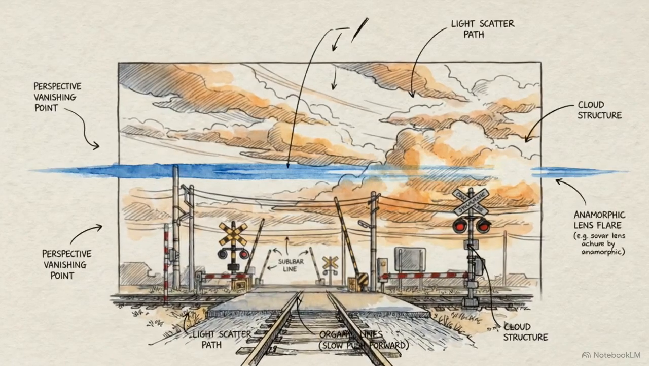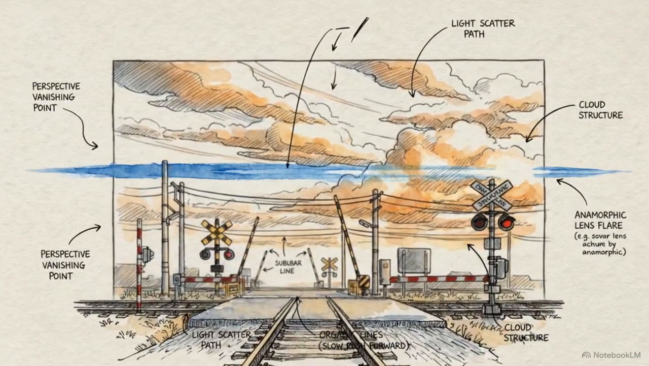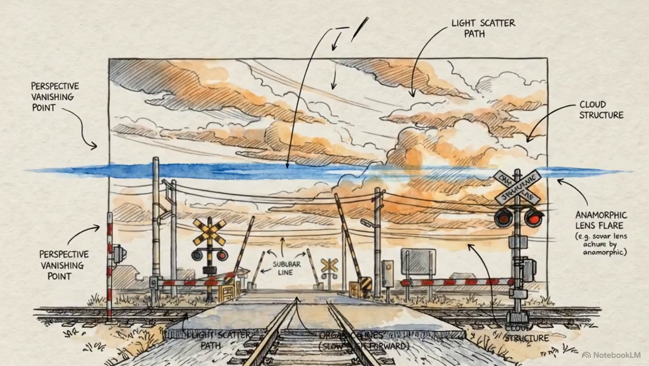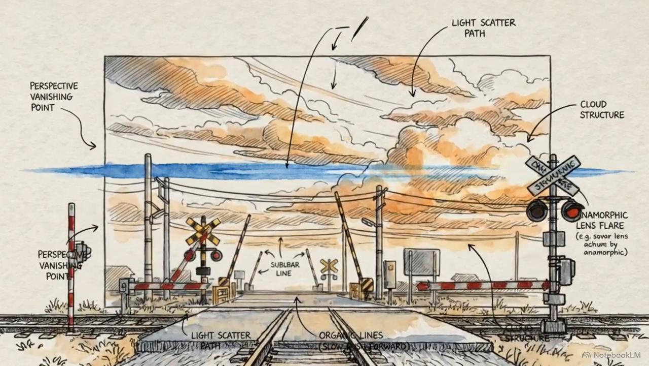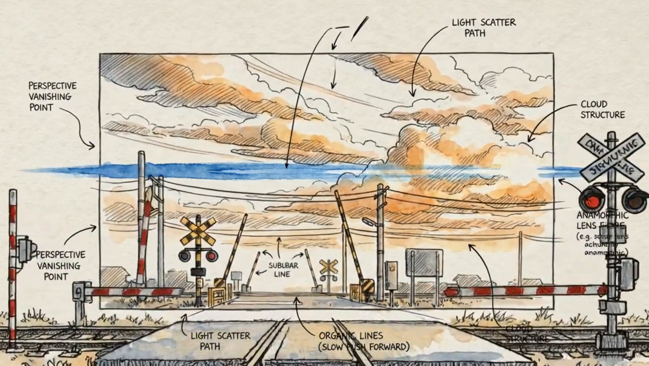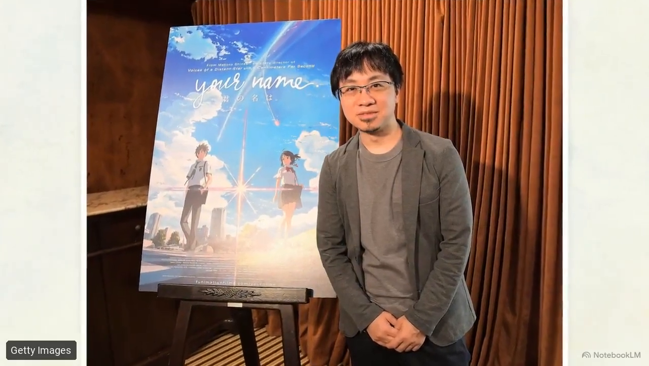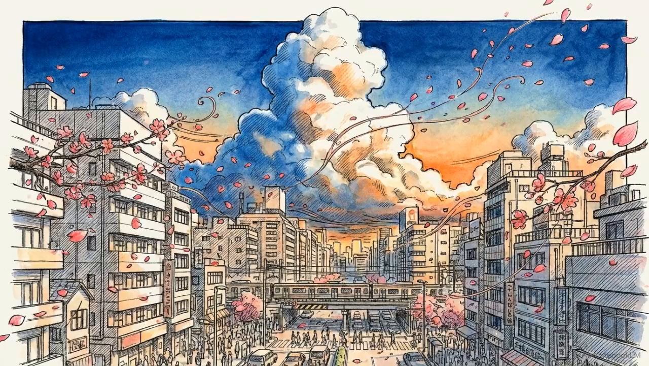Layered stratus clouds catching the light, the sharp gleam of an anamorphic lens flare, a quiet train crossing bathed in golden hour warmth. These are the unmistakable signatures of director Makoto Shinkai. This photo shows him standing next to the poster for Your Name, the film that cemented his specific cinematic anime aesthetic in global pop culture.